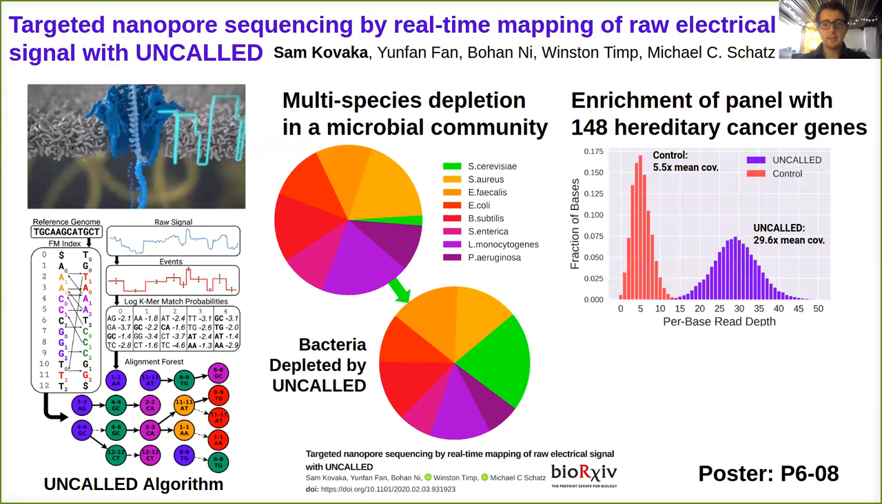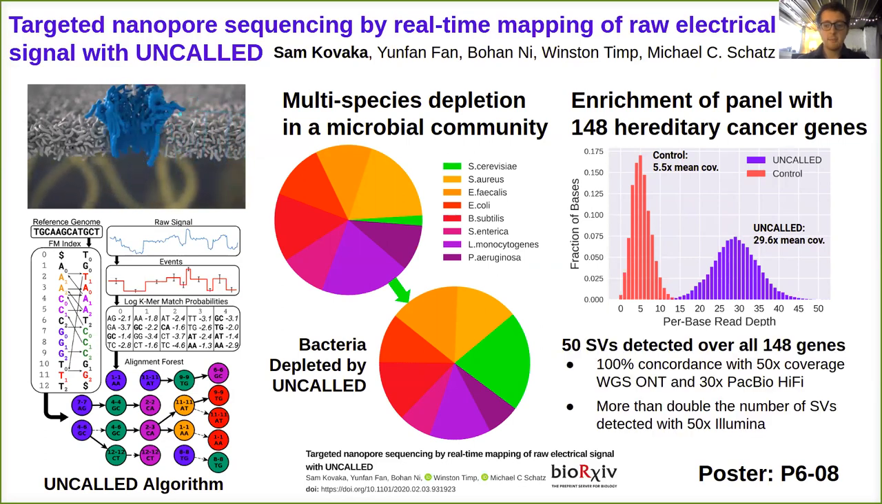Another example we look at is this panel of 148 genes associated with hereditary cancer in human, and we're able to enrich this sequence from about 5.5x coverage to almost 30x coverage using Uncalled. From these data, we're able to detect 50 structural variants over all the genes with 100% concordance with other long read technologies, and this doubles the number of structural variants detected with Illumina data. In addition to this, we're able to detect single nucleotide variants and DNA methylation.